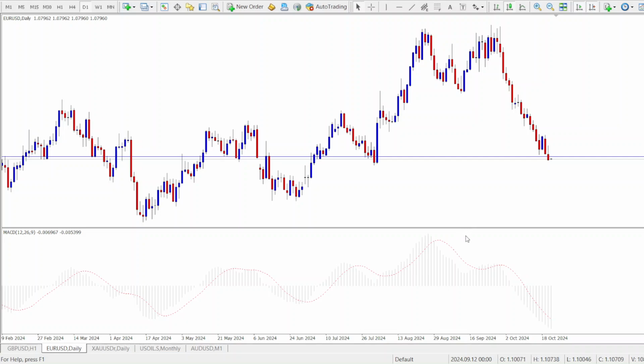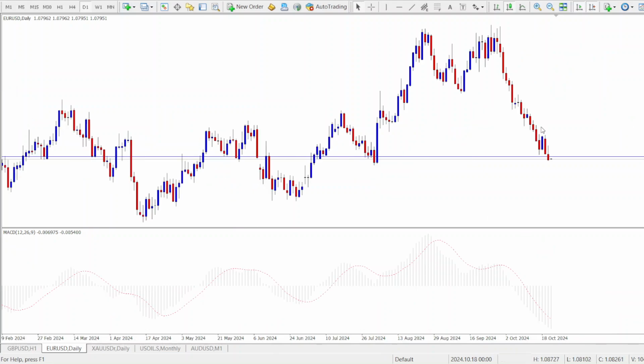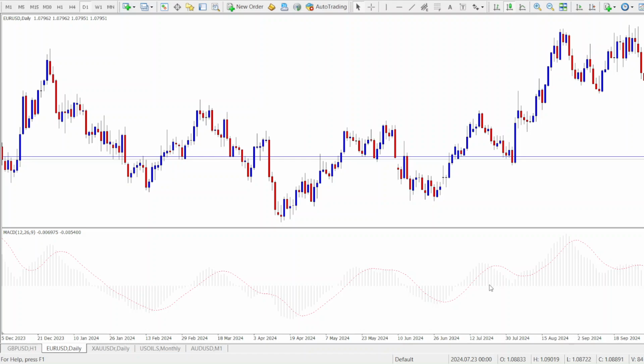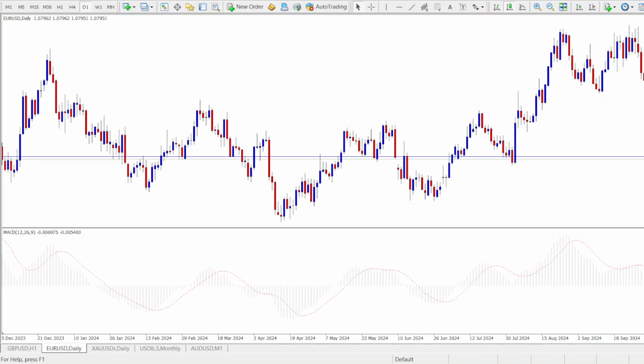So basically, those components of the MACD work together to produce what you see here. Then the histogram represents the difference between the MACD line and the signal line. When the MACD is above the signal line, the histogram is positive. When it's below, the histogram is negative. When you see larger histogram bars, it signifies stronger momentum. So basically, that is how to interpret it.